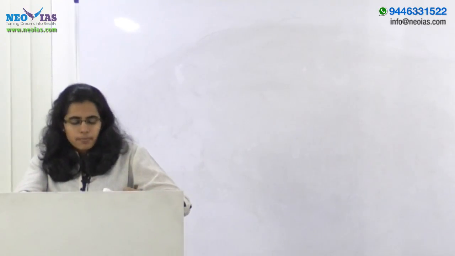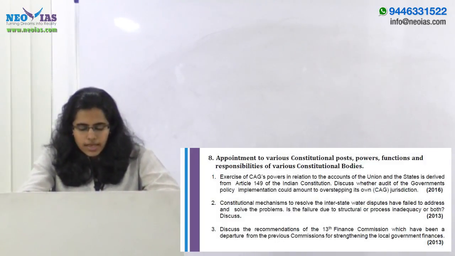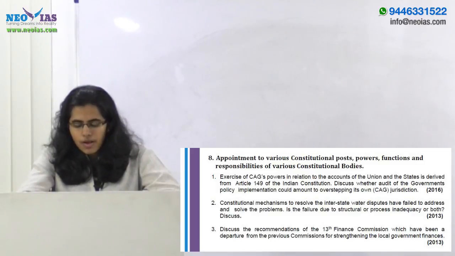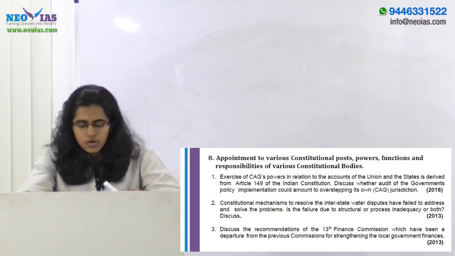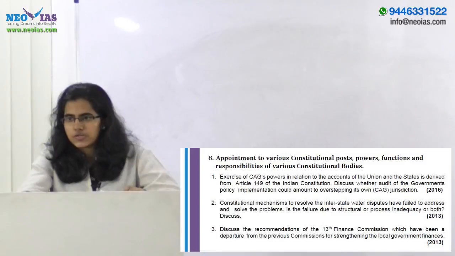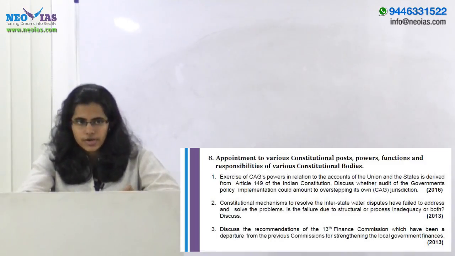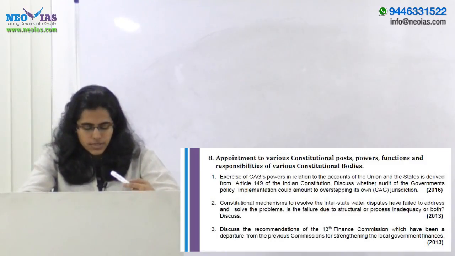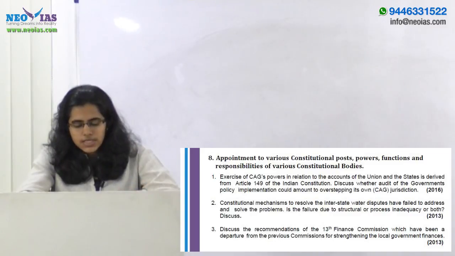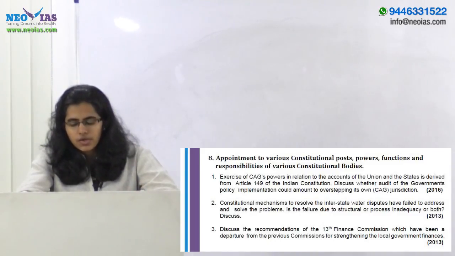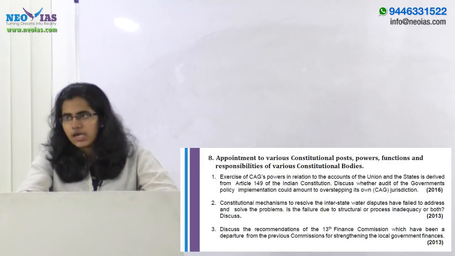Now the eighth topic, appointment to the various constitutional posts, powers, functions and responsibilities of the various constitutional bodies. So this is in respect to the constitutional bodies, and when you analyze the first question: exercise of the CAG's, Comptroller and Auditor General's power in relation to the accounts of the Union and the states is derived from Article 149 of the Indian Constitution. So that is given in the question.